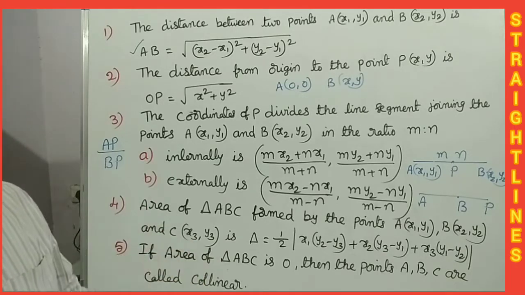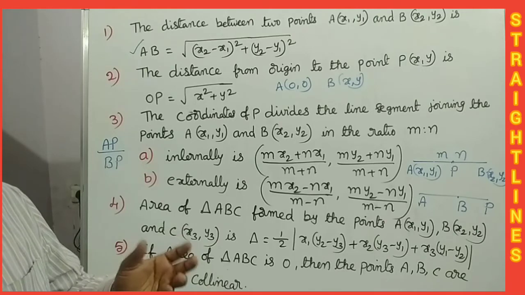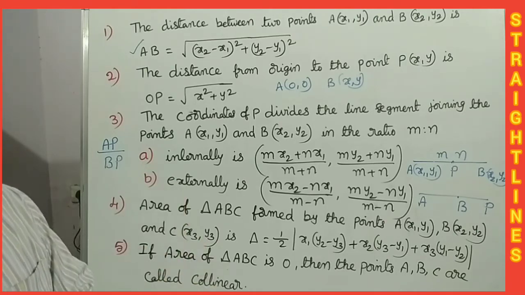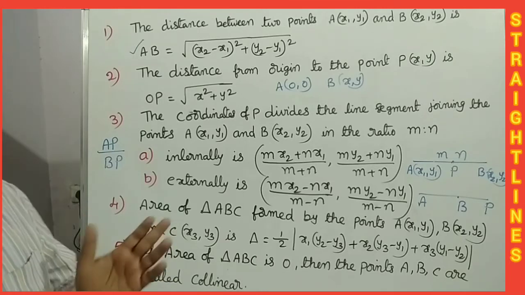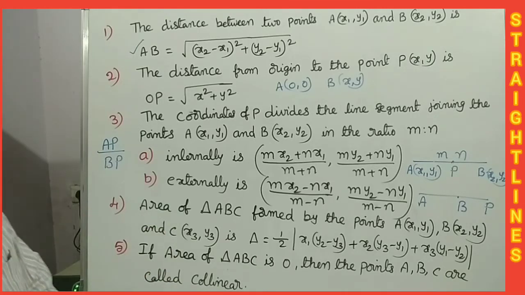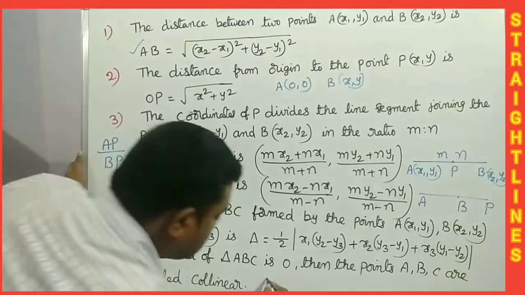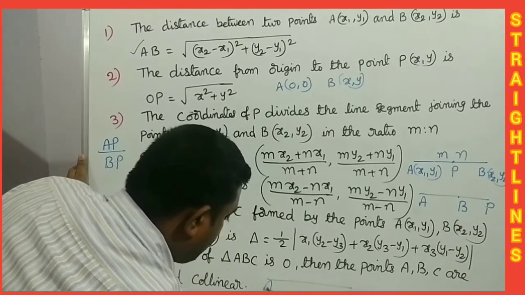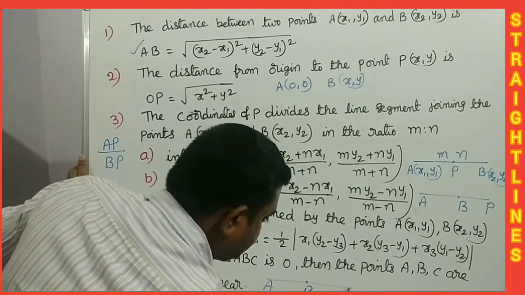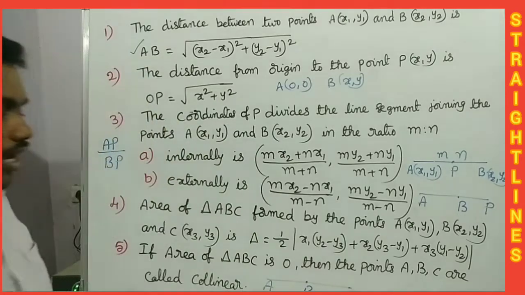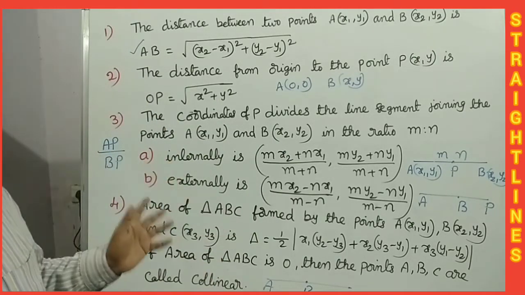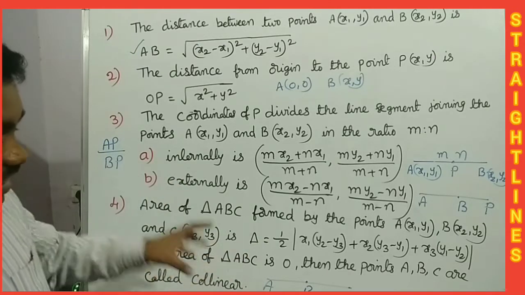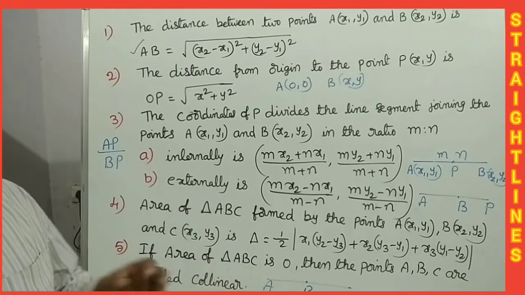Suppose the area of the triangle is 0, then the 3 points are collinear. That means the 3 points lie on one line only. So if 3 points lie on one line, we cannot form a triangle ABC. The collinear condition: if 3 points lie on the same line, the points are called collinear. With these 3 points, we cannot form a triangle.